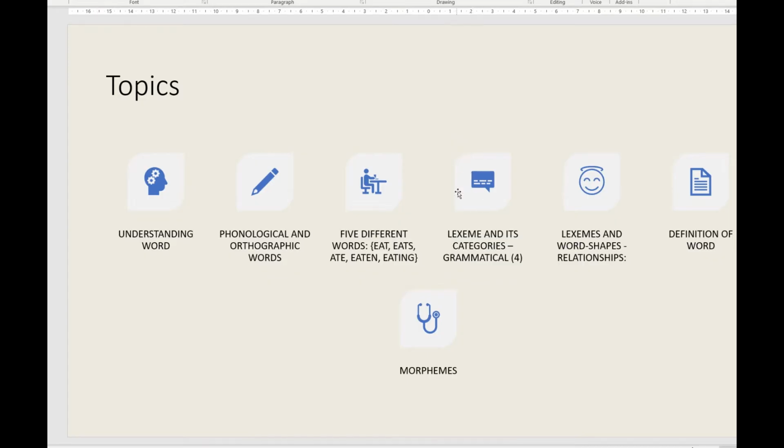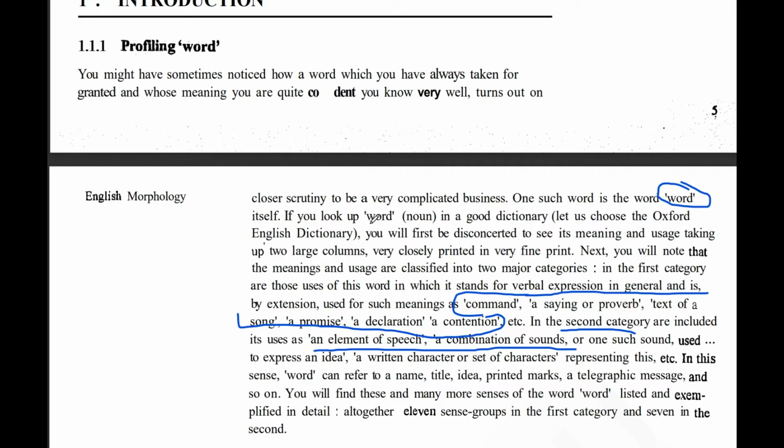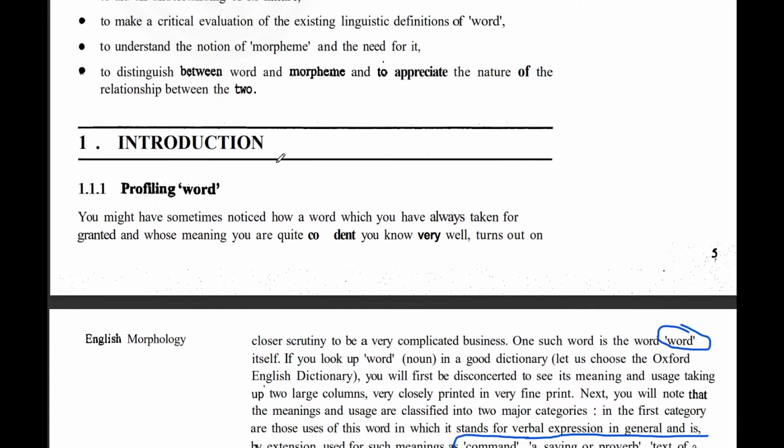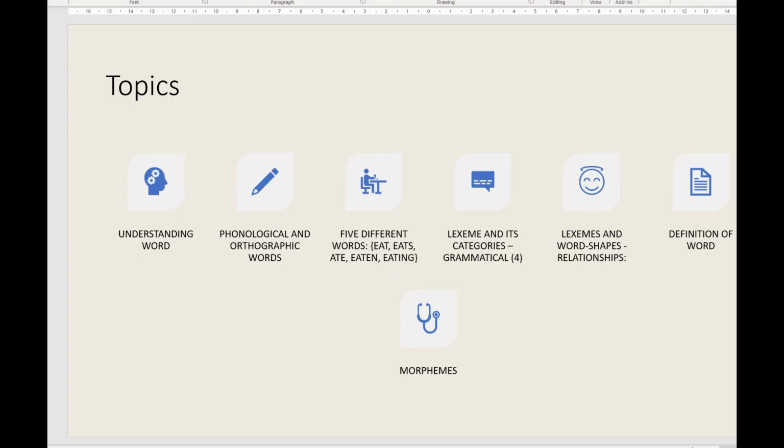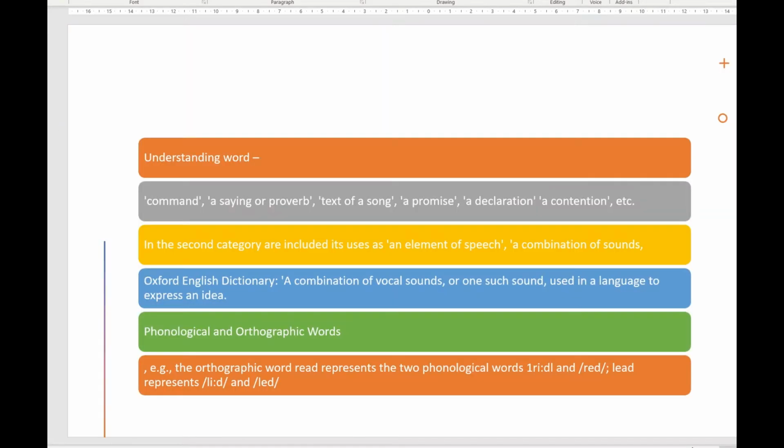Then we'll come to the lexeme and its categories and different grammatical categories. There are 4 types. And then we will move forward to lexemes and their relationship with words and shapes. And then we will have the definition of word, and finally we will understand morphemes and what exactly a morpheme is, how things work out, what happens with those. I will explain these things with the help of our IGNOU books, whatever is given in our course. I will take it and we will understand with the help of that.